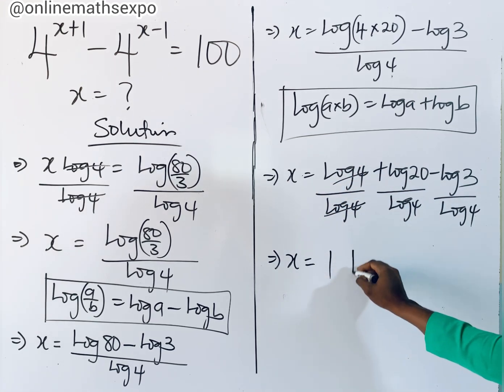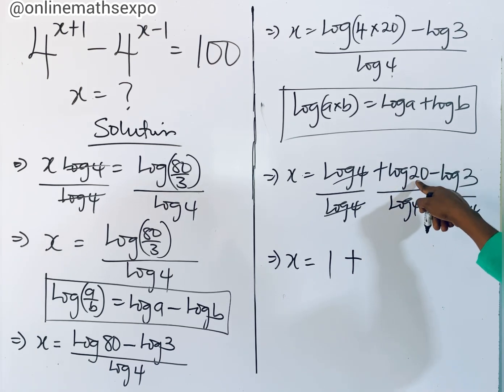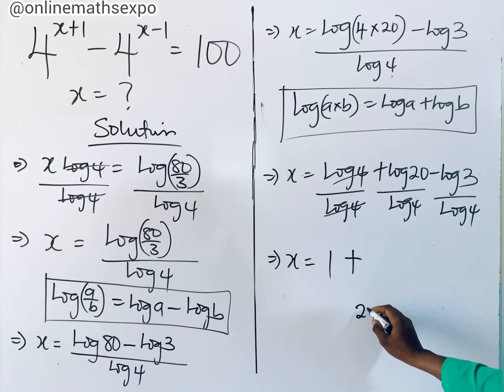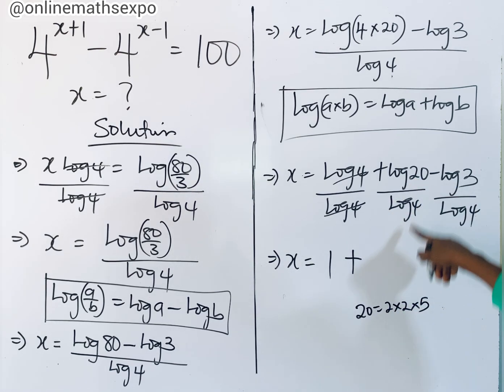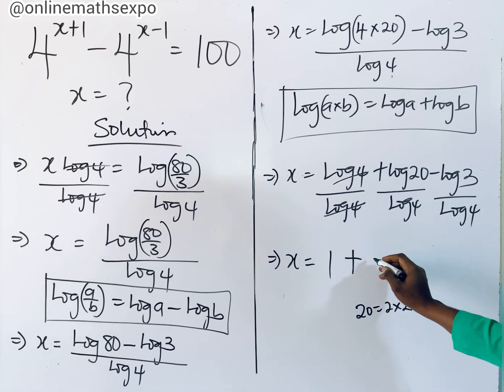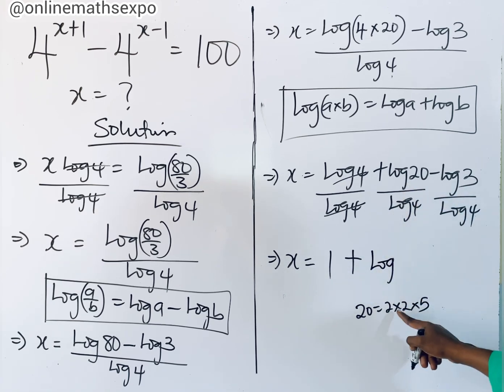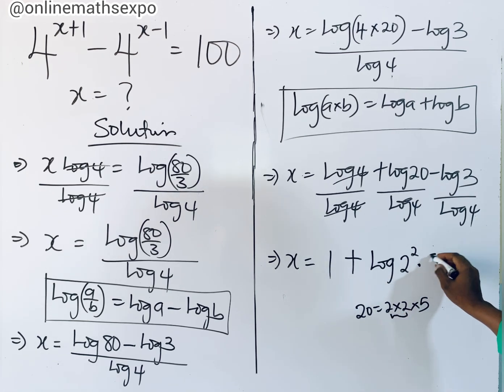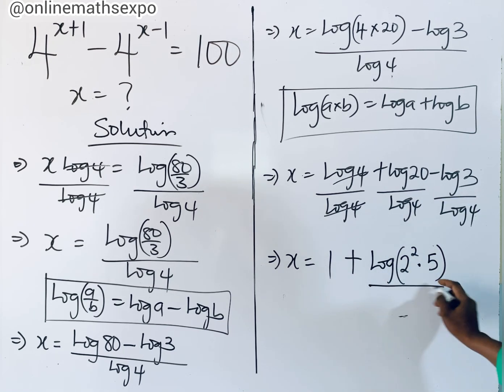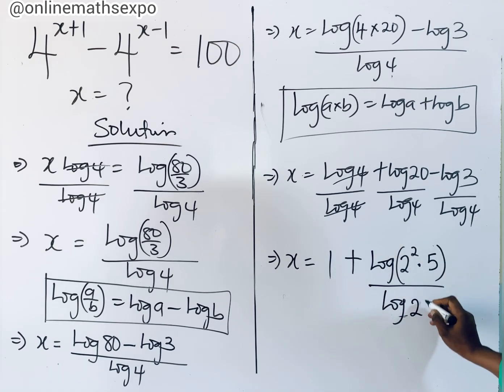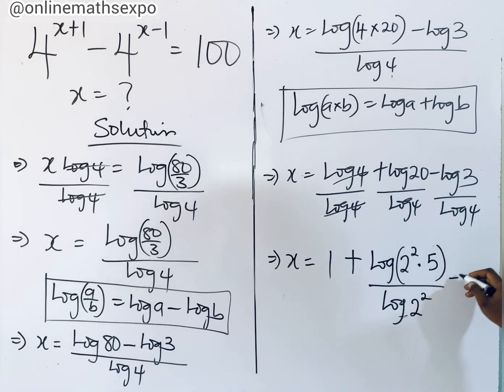Please take note. Then plus, for this, we are going to still simplify 20. We know that 20 is 2 times 2 times 5. These are prime numbers. So we want to leave 20 in its prime product form. So in that case, we are going to have log of, for 20, it is 2 to the power of 2, because 2 is 2 here. Then multiply it by 5. That is what gives you 20. Then this is divided by log of 4, which is the same as 2 to the power of 2. Then minus, this is log of 3 divided by log of 2 to the power of 2.